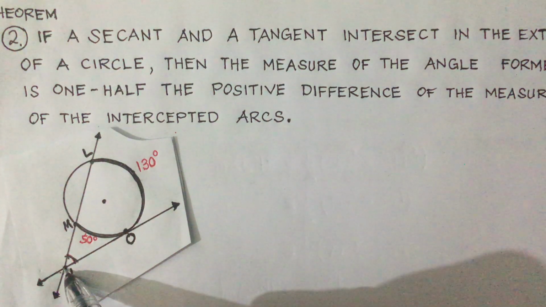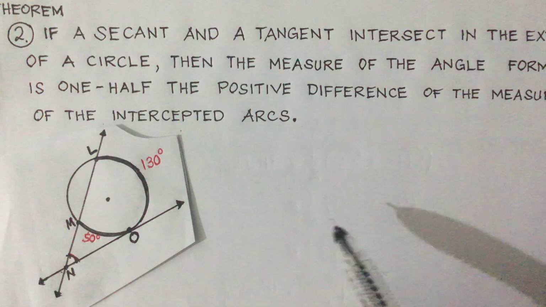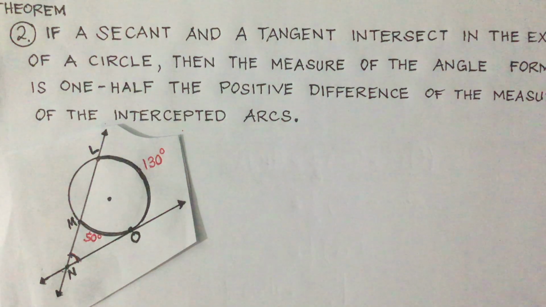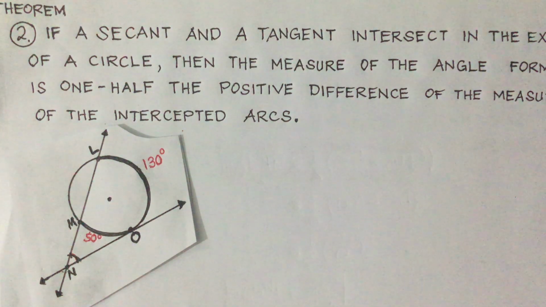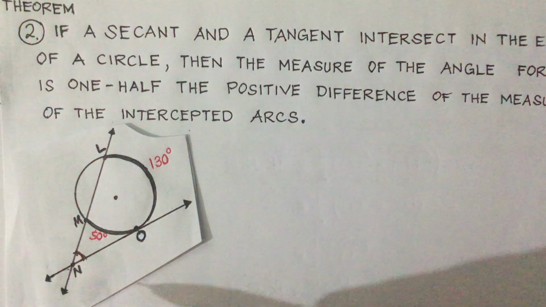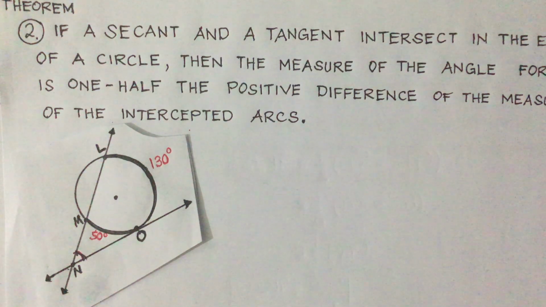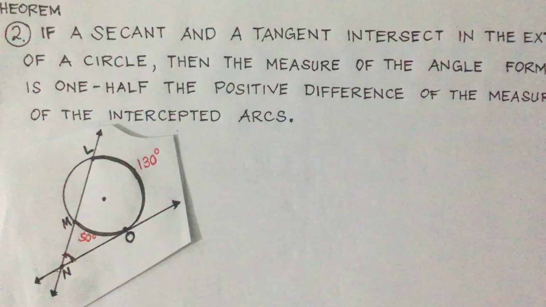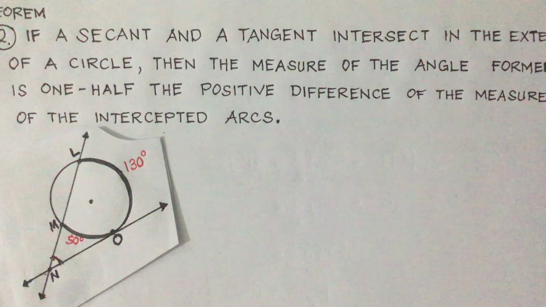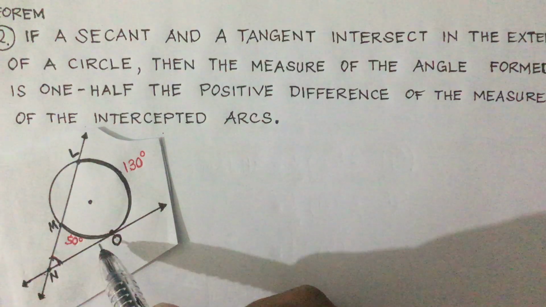So, we have the secant line, line LN, and the tangent line NO. How to get the measure of the angle? So, angle L and O. Same ra gihapon sa first nga theorem. The measure of the angle formed is 1/2 the positive difference of the measures of the intercepted arcs. So, bigger arc minus the smaller arc.